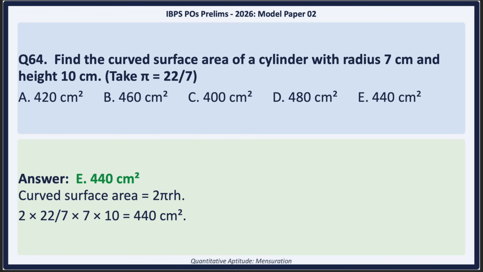And that sets us up perfectly for the final question of the section. Question 65 is a classic percentage trap that relies entirely on shifting the baseline. The question states, A's income is 25% more than B's. By what percent is B's income less than A's?